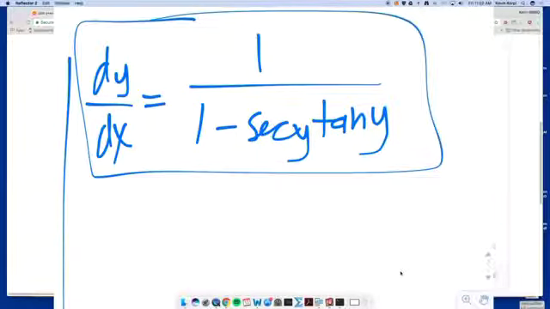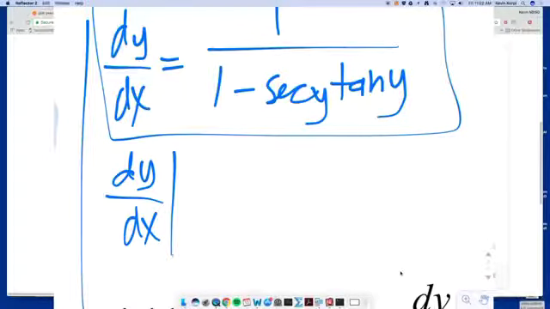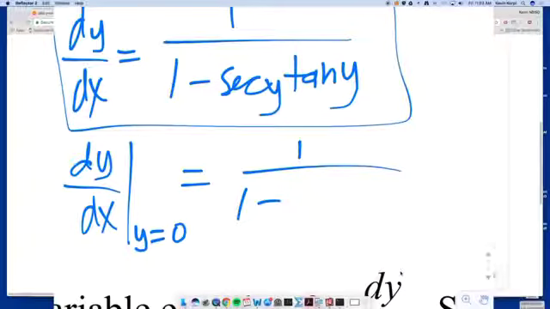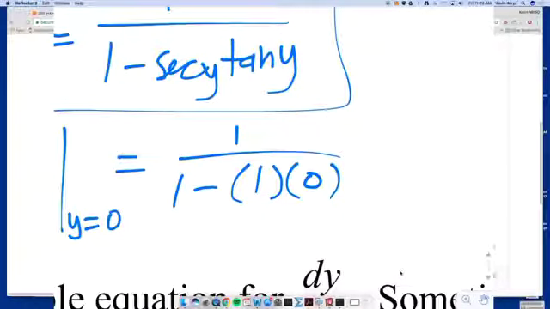Very good. When you're going to plug into Leibniz notation, though, unlike function notation, you use the evaluation bar, the "when" bar, and we're going to plug in a 0 for y. That's going to give us the slope of the graph, not the function, but the graph on the x-axis. So let's plug it in. You get 1 over 1 minus, what's secant of 0? 1. Very good. What's tangent of 0? 0. Good. So we end up with 1 over 1, which is 1.